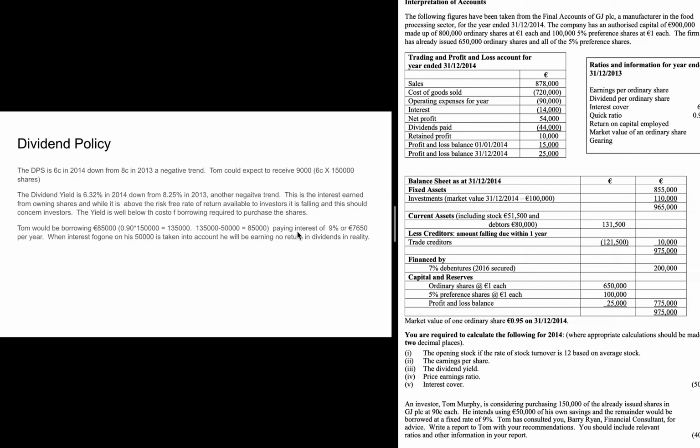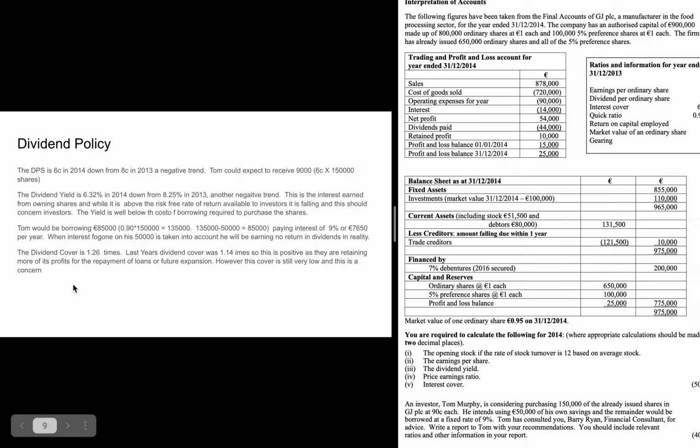Okay, he's paying interest at 9%. So 9% of 85,000 is 7,650. So he's getting 9,000, but he has to pay 7,650 in interest. So he's still making a positive return. But when you take into account the fact that he's not getting his 2% interest that he could get from leaving his money, that'd be another €1,000. He's really not getting anything of substance back from investing.